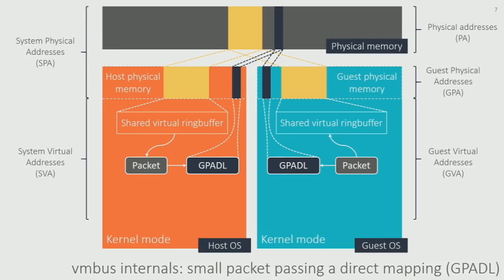And then that piece of memory is going to be mapped into the host OS, and the host OS at that point can do whatever it wants with it. It can copy memory out of it, it can copy memory into it, it can keep it mapped or unmap it or whatever, and that's basically the way that you're going to be able to send larger amounts of data at a higher frequency than you would be able to with just the ring buffer.